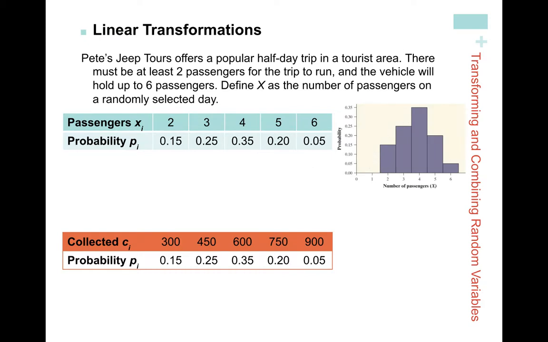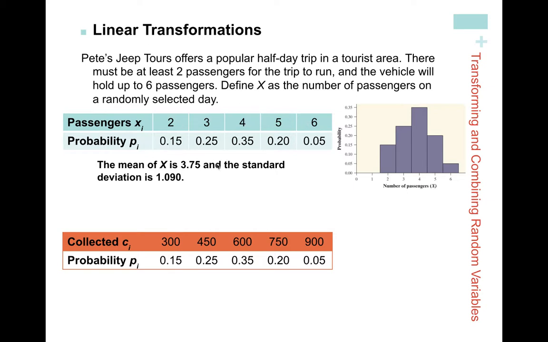Here is the histogram of that. You can think about what the shape, center, and spread are. It's pretty obvious that it's unimodal with a mode at 4 and somewhat symmetric. Then you can also think about the center and the spread. The mean and standard deviation are right here, 3.75 and 1.090. Remember that the mean is also the expected value. So on any randomly selected day, Pete expects to have 3.75 passengers. Remember that expected value does not need to be one of the actual values.